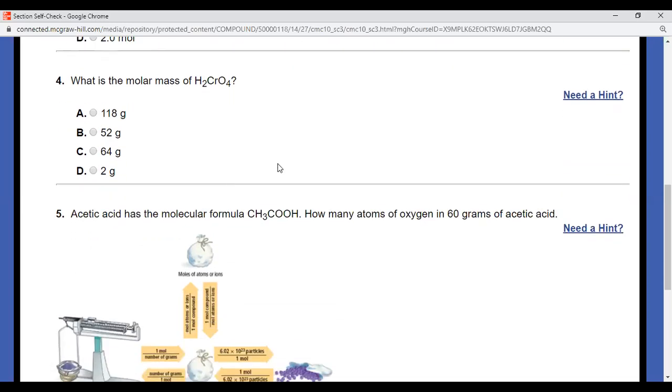Yes, number 4. What is the molar mass of H2CrO4? Calculate H2, 2 times 1. H2, 2 times 1. O4, 4 times 16, plus Cr will equal what? Equal what?